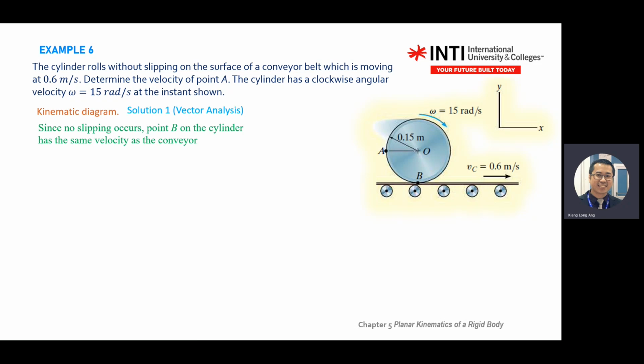Here, example 6 does not mention something, but when it comes to assessment, you always find there's no slipping. No slipping means there's no loss of energy, no loss of speed and so on. So point B on the cylinder has the same velocity as the conveyor. So B will move as the conveyor. This is a cylindrical body, so you have your V tangent.